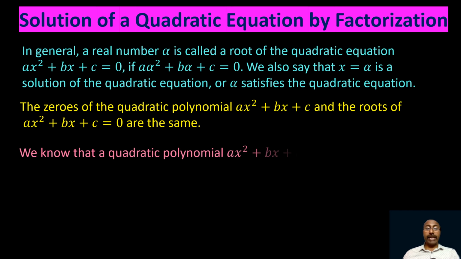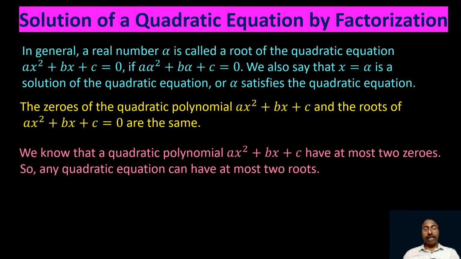And we know that a quadratic polynomial ax² + bx + c has at most 2 zeros. So any quadratic equation can have at most 2 roots, because we have just learned that the zeros of the polynomial ax² + bx + c and the roots of ax² + bx + c = 0 are the same. So as the polynomial has at most 2 zeros, the quadratic equation ax² + bx + c = 0 will have at most 2 roots. Okay, students.